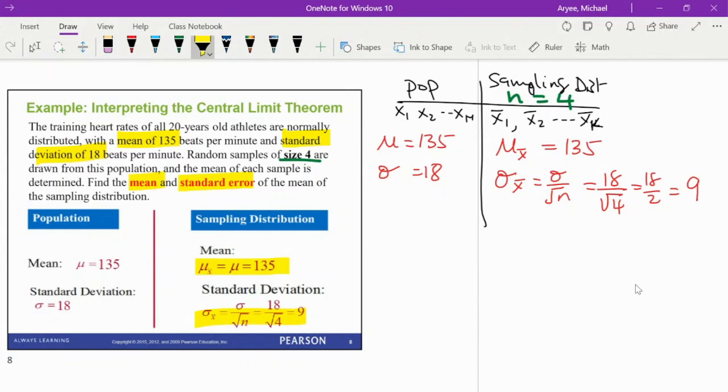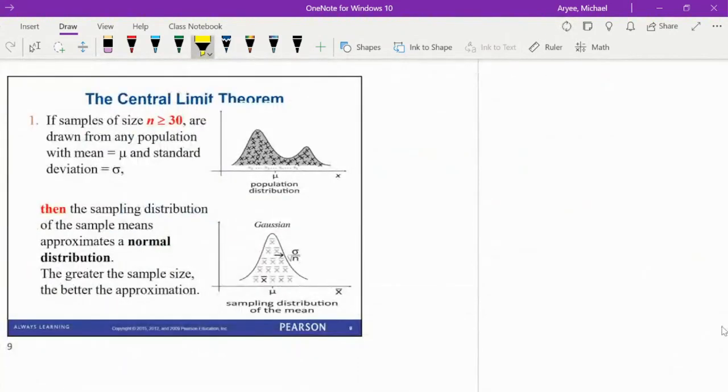So those are some of the questions that you're going to be working over tonight. Now, let me now talk about what we call the central limit theorem. Now, what the central limit theorem is saying is that if samples of size n greater than 30 are drawn from any population.